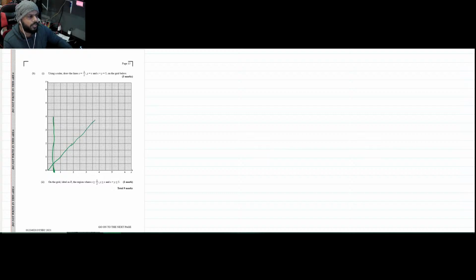And x plus y is equal to 5. Just substitute the x value, or just find which two x and y values will give me 5. 2 and 3, (2, 3), there's a point. Where again? (1, 4), there's a point. So this here will be your line, x plus y is equal to 5.